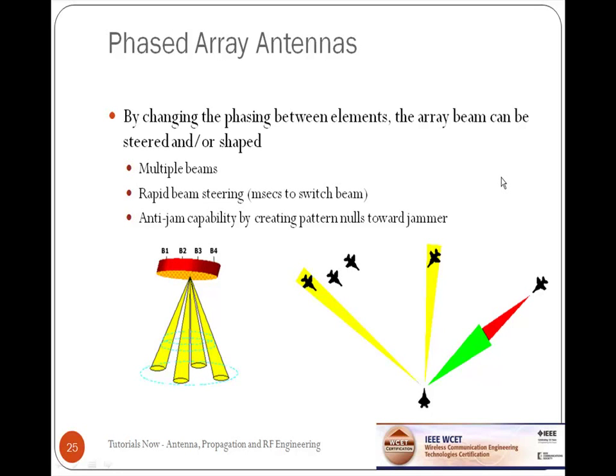As mentioned before, by changing the phasing between the antenna elements, the array beam can be steered and or shaped according to some specifications. They will result in multiple beams and rapid beam steering in terms of milliseconds to switch from one beam to another. And for that, there's an anti-jam capability by creating the pattern nulls towards a jammer. This is an example of the multi-beam antenna, or MBA, in the Defense Satellite Communication System.